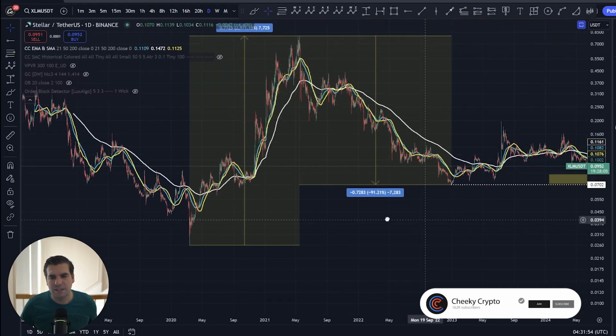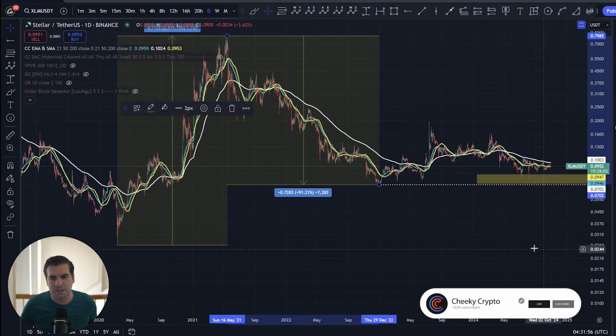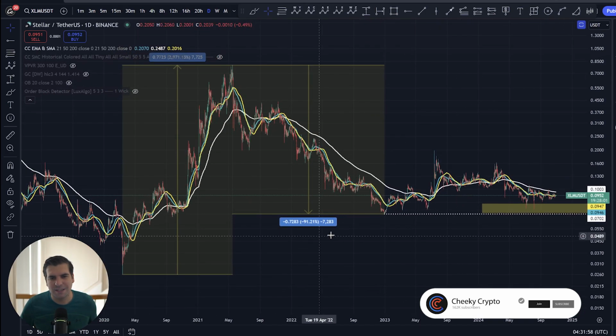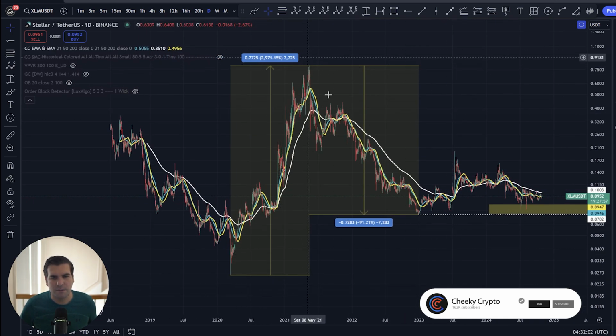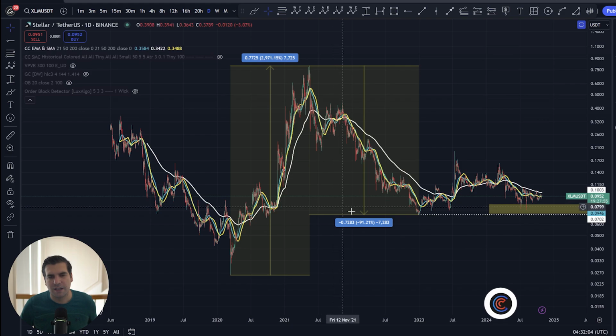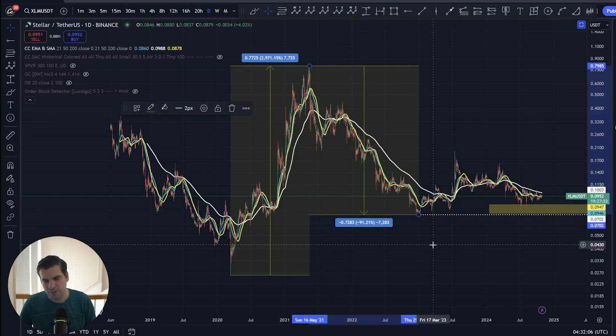Okay, and that was the December 2022, 29th of December to be exact. It was a 91.21% move to the downside. Okay, so great run to the upside, big pull to the downside, and of course this now has set us up for the next move.